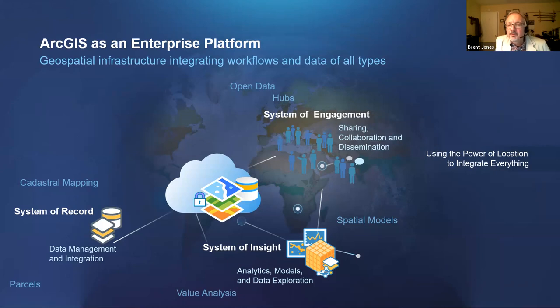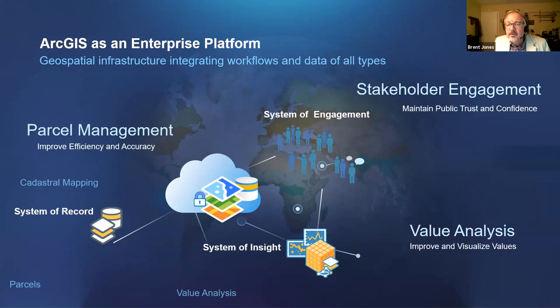Parcels, ownership, cadastral mapping is the system of record. The system of insight is where you spend a lot of time looking for insights into your data. What's affecting value? Where are the property characteristics? The system of insight tells you what's going on out there. Using advanced models, spatial analytics like geographic weighted regression and kriging, you can see the things in your data that you couldn't see otherwise and understand the impact of location.